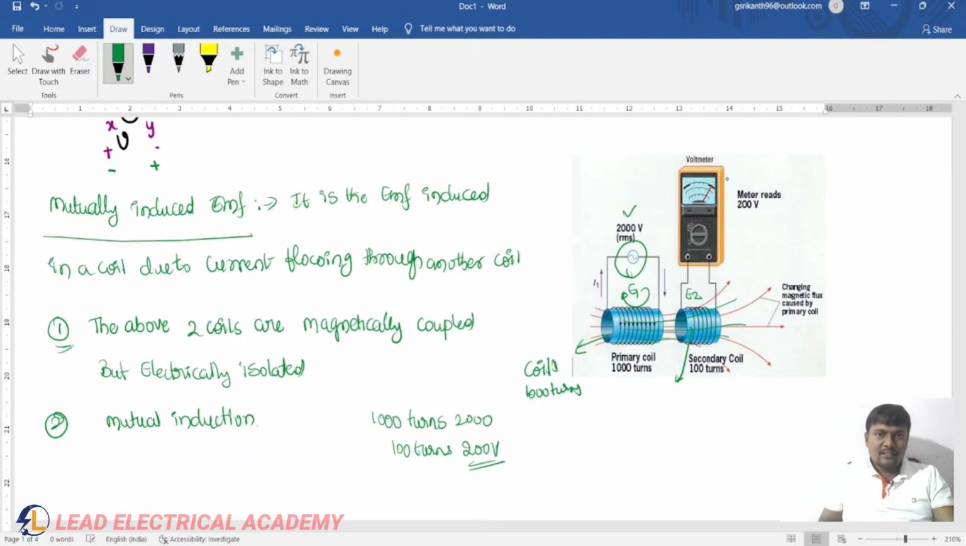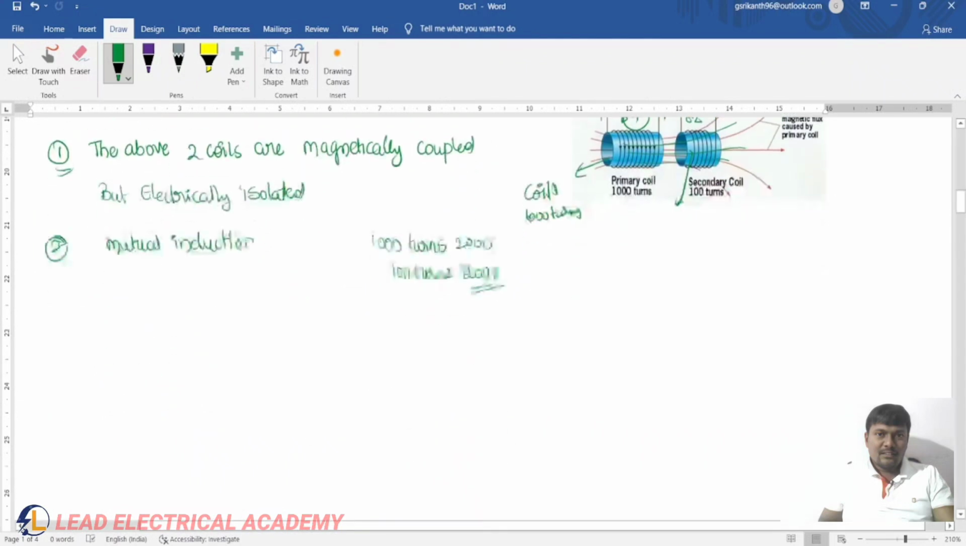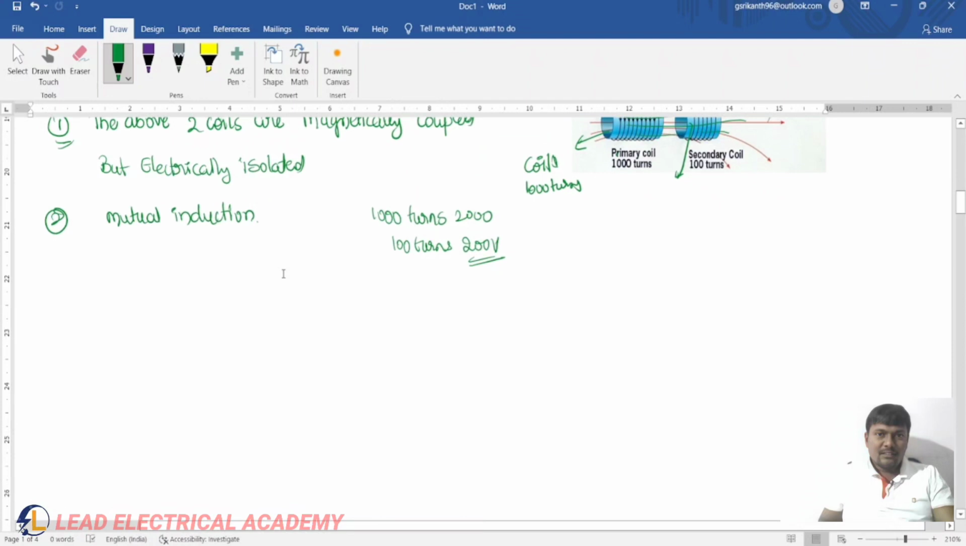On the secondary side, in coil 2, the voltage is showing 200 volts. Now, what is meant by primary and secondary coil? We will discuss that one by one.